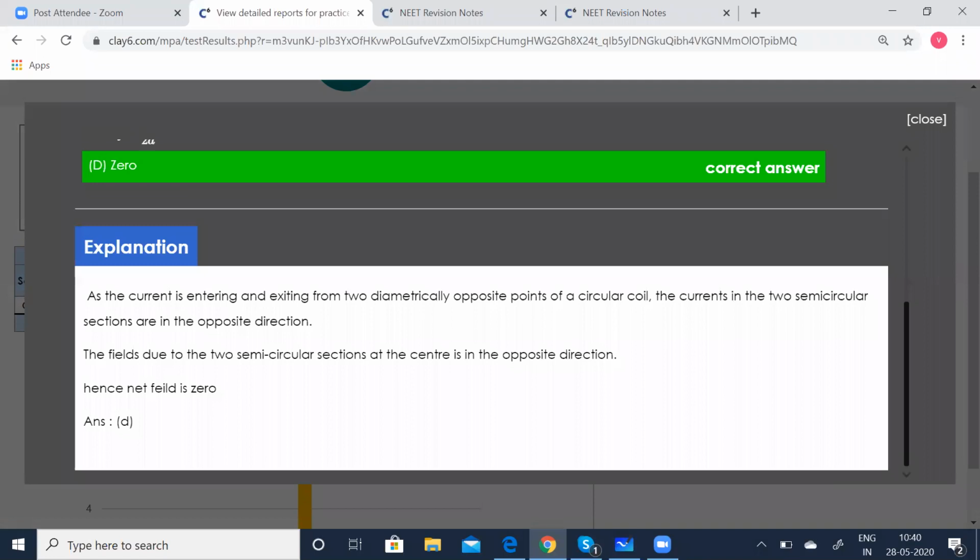Let's see, the current is entering and exiting from 2 diametrically opposite points of a circular wire. So the currents in the 2 semicircular sections are in opposite directions. So the field due to the semicircular sections at the center is in opposite directions, which is equal but opposite. So the net field is going to be 0. So option D was correct.